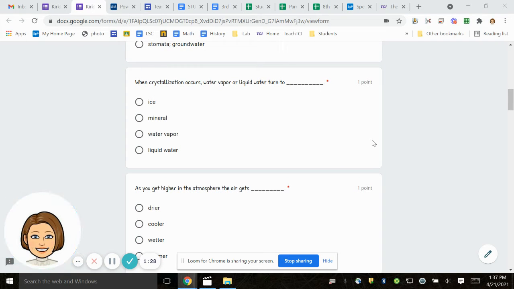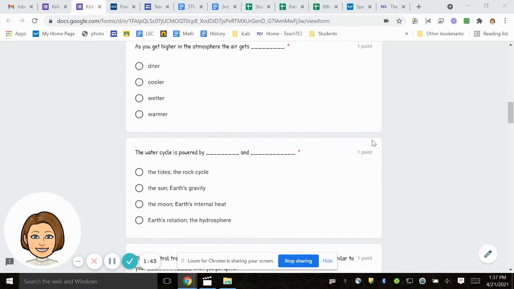Number 4, when crystallization occurs, water vapor or liquid water turn to ice, mineral, water vapor, liquid water. Number 5, as you get higher in the atmosphere, the air gets drier, cooler, wetter, warmer.